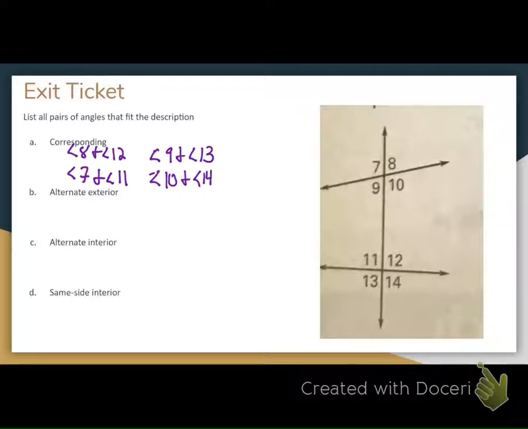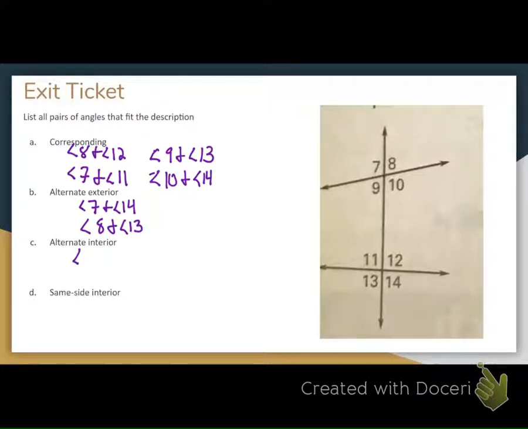Okay, we have alternate exterior angles. Yep, so on the outside, opposite sides. 7 and 14. Okay, over here, what's another pair of those? 8 and 13.